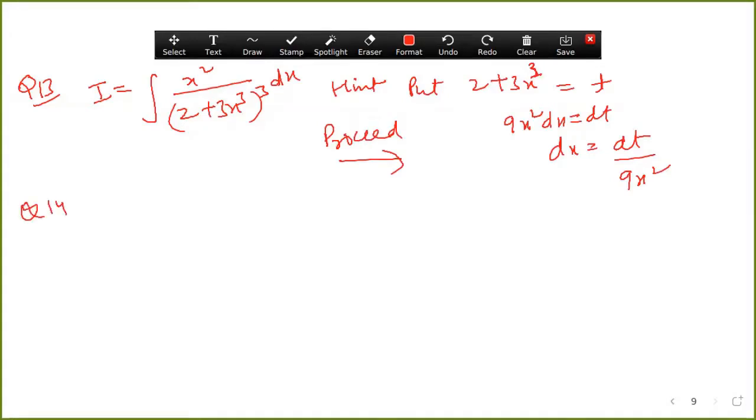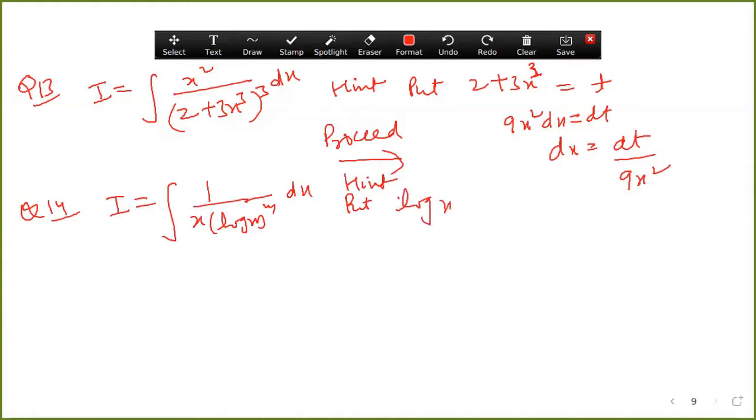Now question number 14. In this question, the hint is 1 upon x into log of x to the power m. Very easy question. Put, it is a hint, put log x is equal to t, and 1 upon x dx is equal to dt, and dx is equal to x into dt. Proceed.